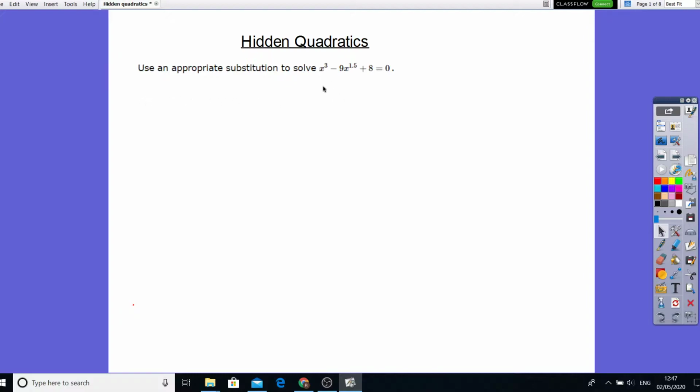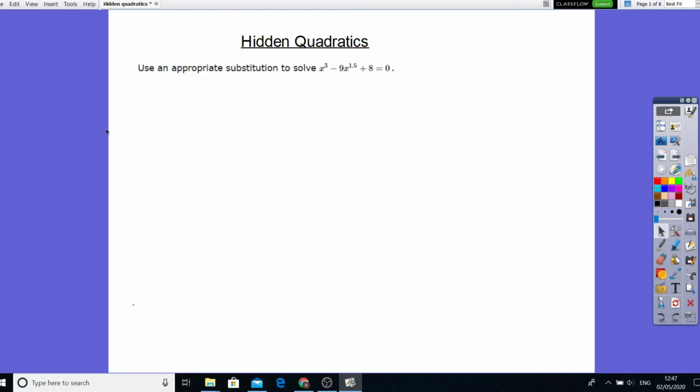Okay, today we're going to do some hidden quadratics, sometimes called disguised quadratics. Looking at this, it looks like a cubic function, but it should remind you of a quadratic, because what you should notice with a hidden quadratic is that one power is double one of the other powers. So if you've got x to the power 1.5, double 1.5 is 3. That's your hint for a hidden quadratic.